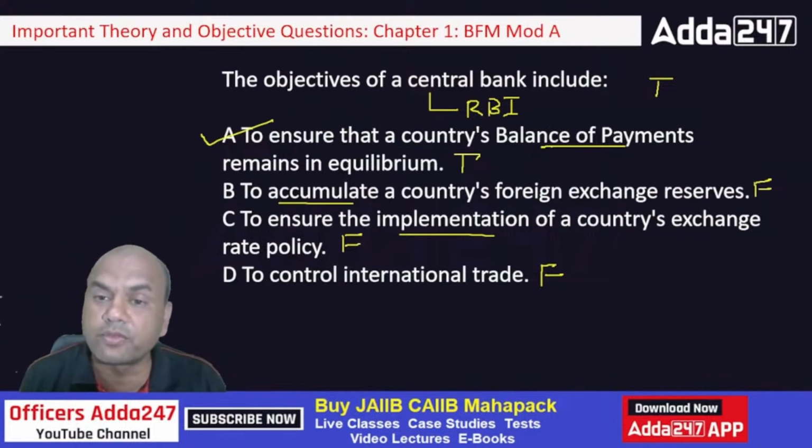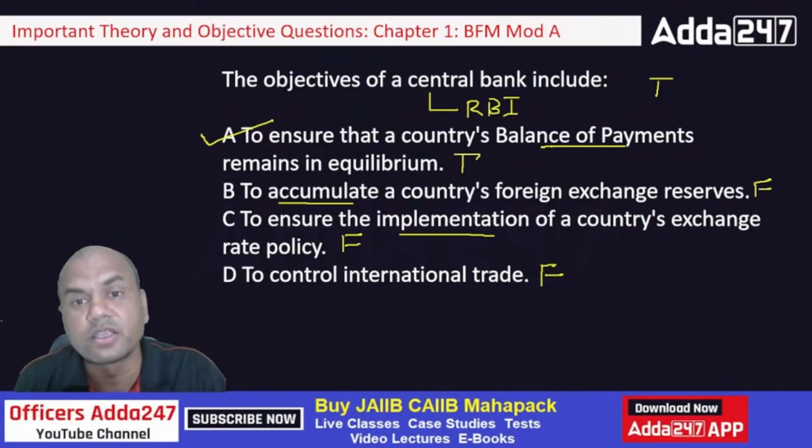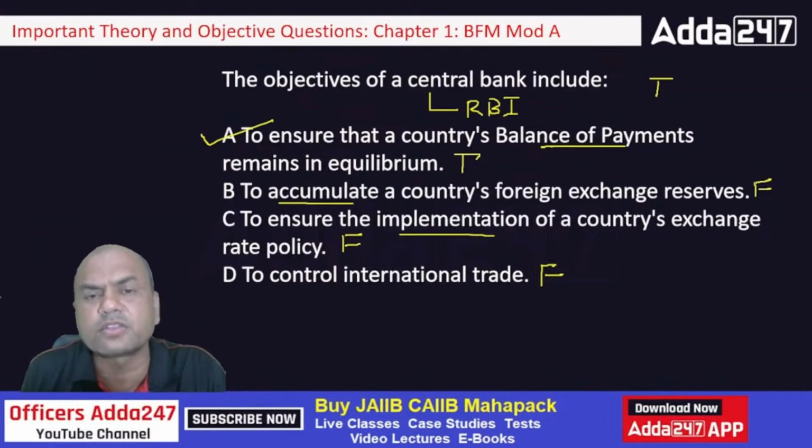Because if your balance of payment goes haywire, or if there is a huge deficit, let me give you an example. Balance of payment is not in equilibrium means what? If my incoming dollars are more than my outgoing dollars, then it's okay for me. My balance of payment is in surplus. But if the reverse situation is there, then I'm having more expenses and less income. That is a problem for any country. So to ensure the balance of payment is in equilibrium means there should be more incoming dollars than outgoing dollars.